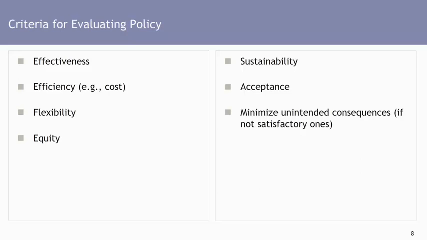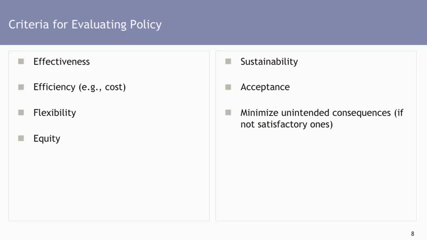The fourth criterion relates to equity. Does the policy equally address the needs of all impacted individuals? Is it done fairly? Does justice prevail? The fifth criterion is sustainability. To what extent will the policy last over time? To what extent will the policy be supported over time?